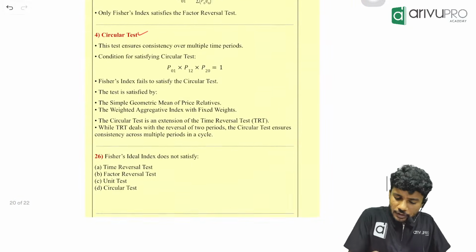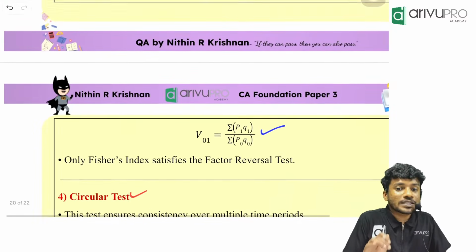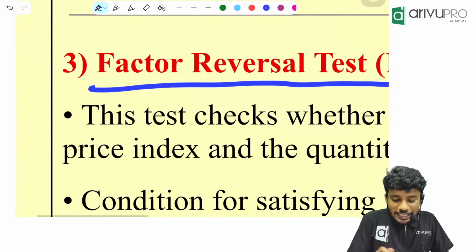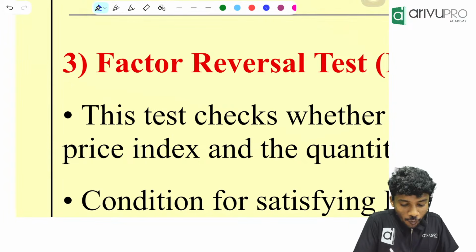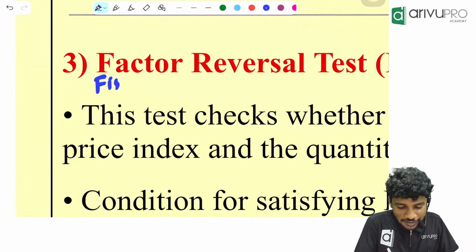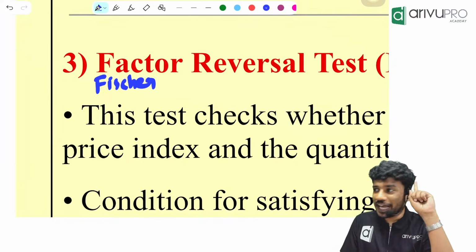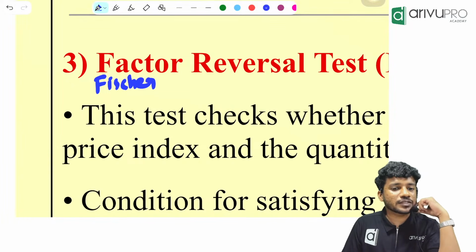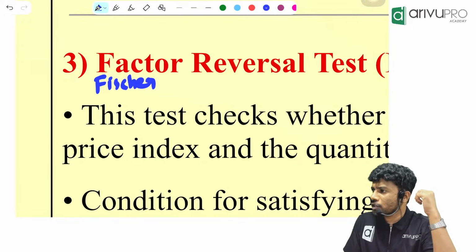Then the third one, and before that, who satisfies factor reversal test? Now people, in the name itself, F is the starting letter, right? So only one person satisfies this factor reversal test. Who is that person, people? Fisher. That way you can remember. Okay. Fisher only satisfies what, people? Factor reversal test.